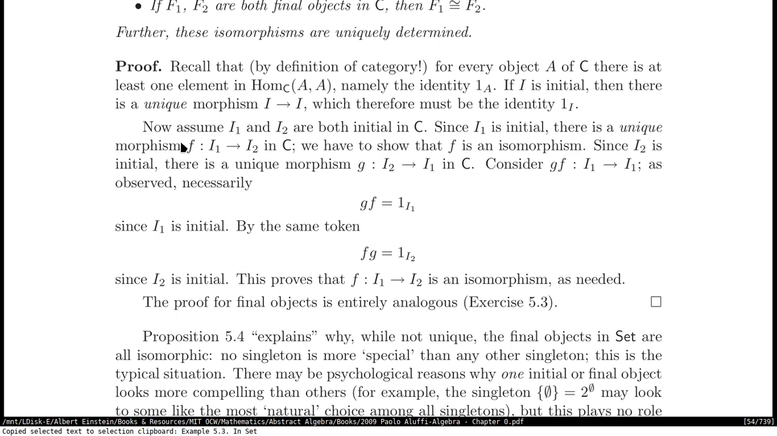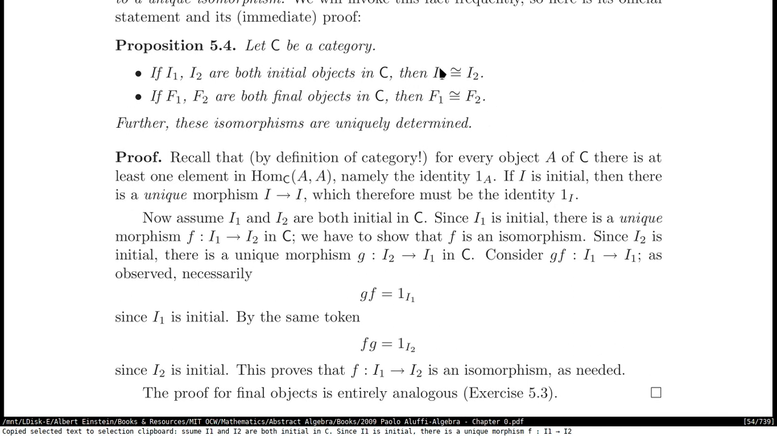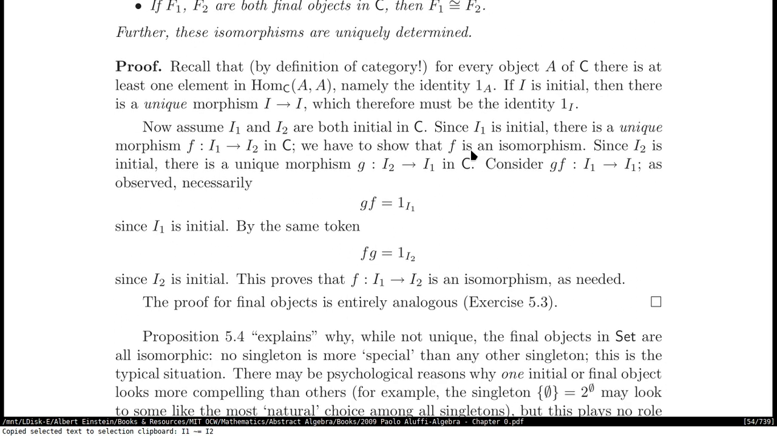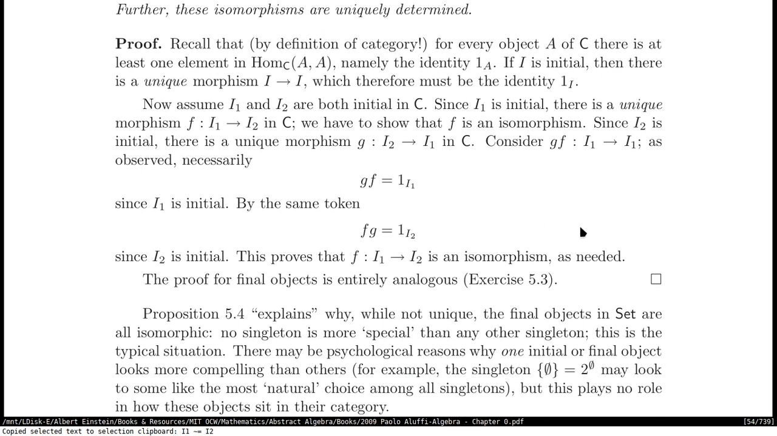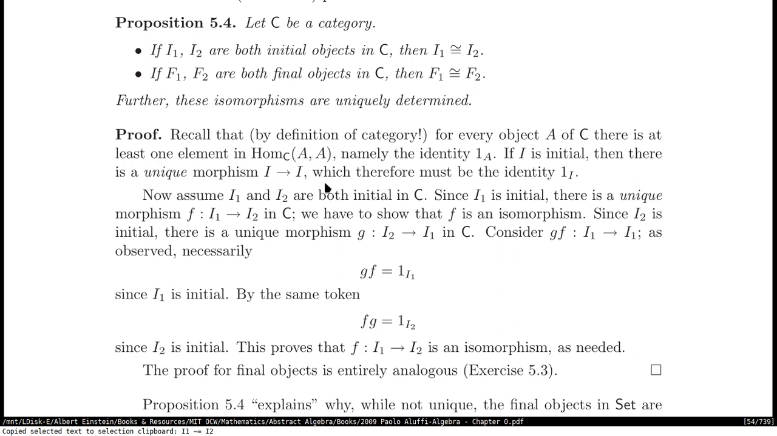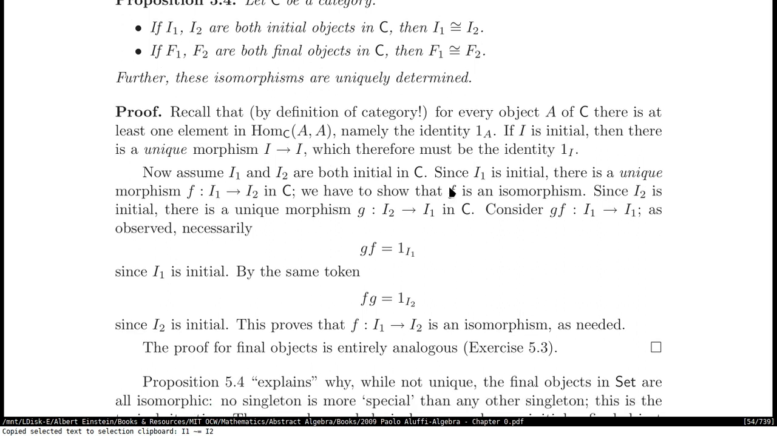The thing is, this morphism between I1 and I2 actually happens to be the isomorphism, right? So these initial objects are distinct up to isomorphism, right? But here we show that they are isomorphic, so they are the same, yeah. And for the final objects, you can follow the same logic.